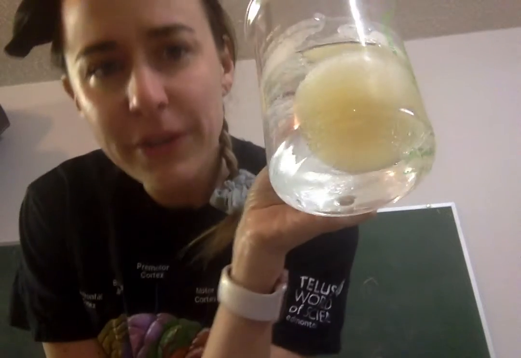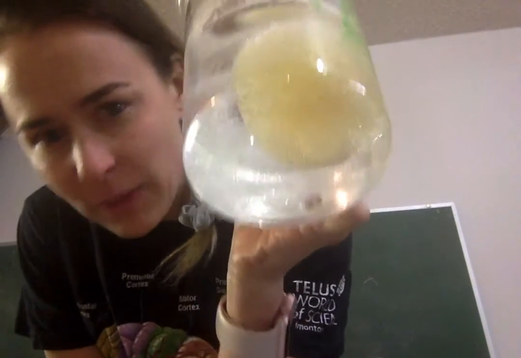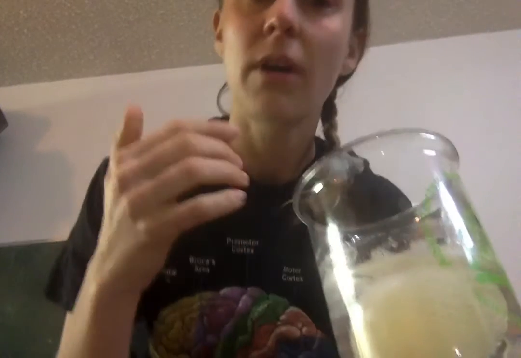So let's start with our observations. For day 3 we're going to write our observations. Notice that there's still some bubbles forming. Remember, the solid that we have formed around the edge is our calcium acetate. And the bubbles are, as we learned yesterday, from the breakdown of the carbonic acid into carbon dioxide and water.